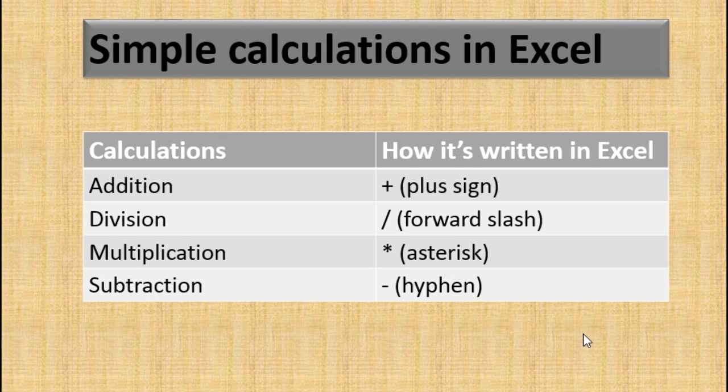In this tutorial, we'll be looking at calculations in Excel, and you will see this table that is here. We'll be looking at addition, and here is the symbol, how it's written in Excel, division, /, multiplication, we have the asterisk here, subtraction, we have the hyphen.